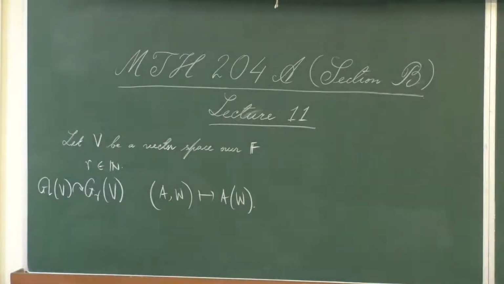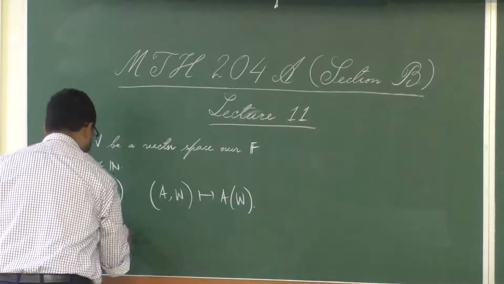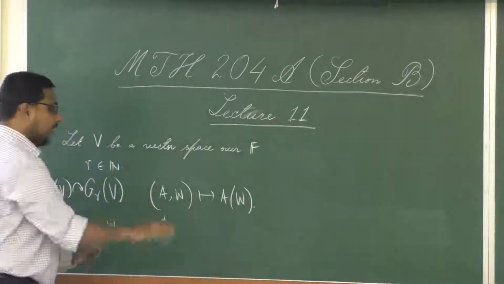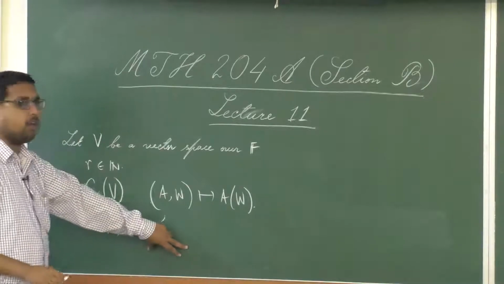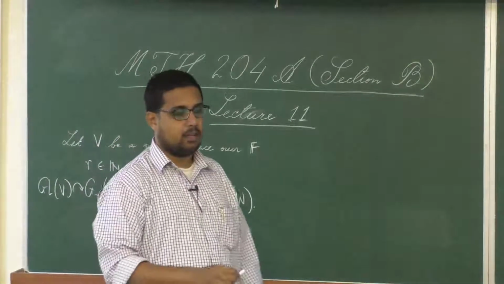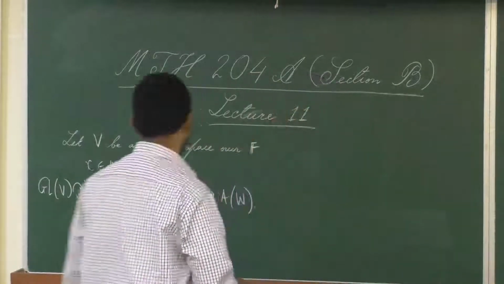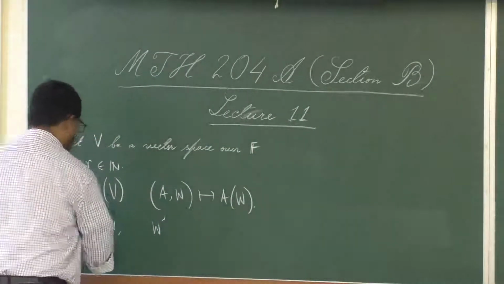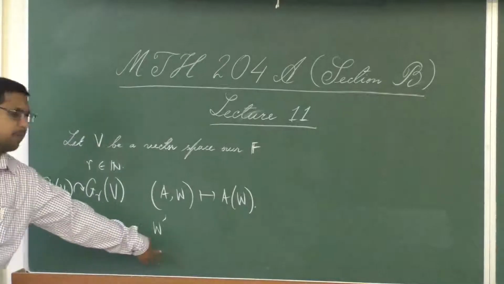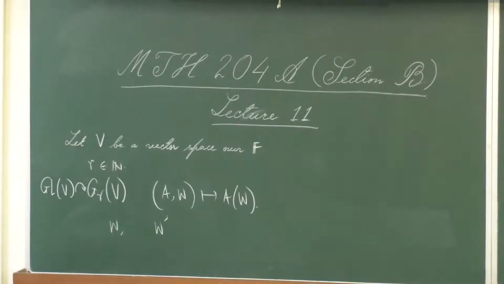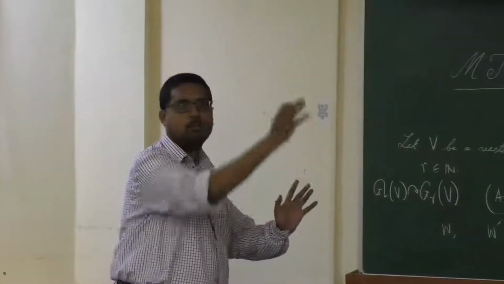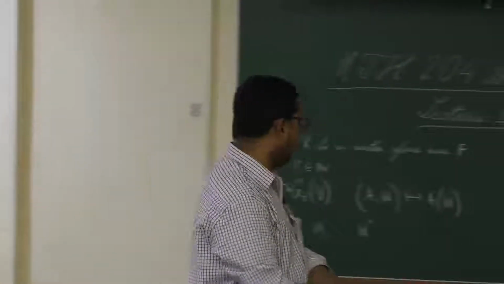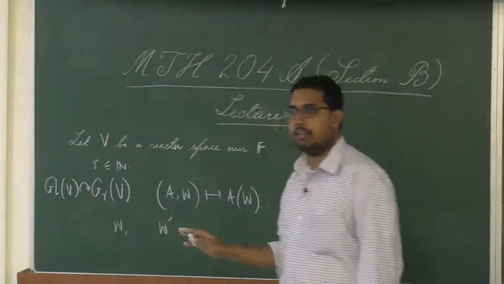So what about this action? What are the orbits under this action? If we take any two r-dimensional subspaces W and W prime, we first fix an ordered basis of W and another ordered basis of W prime. So if w1 up to wr is an ordered basis of W and w1 prime up to wr prime is an ordered basis of W prime, then we can construct an invertible linear map which sends each wi to wi prime. These things we have seen already, so therefore this action is transitive.